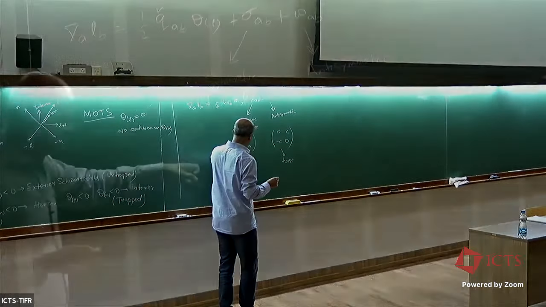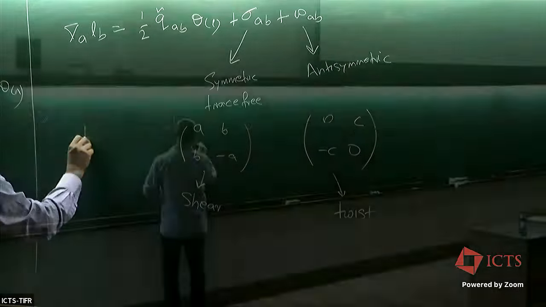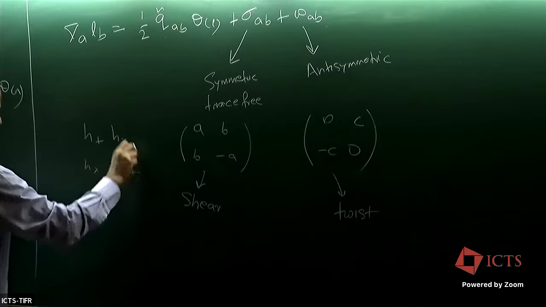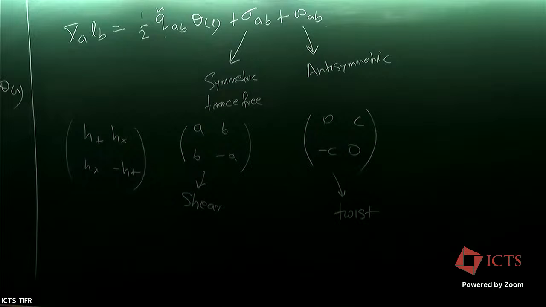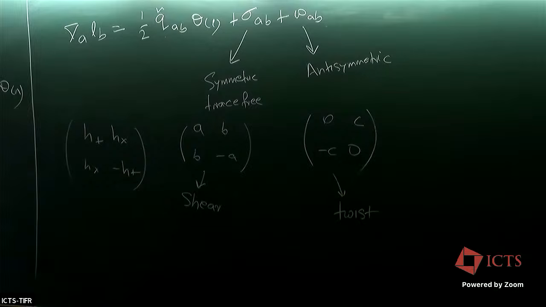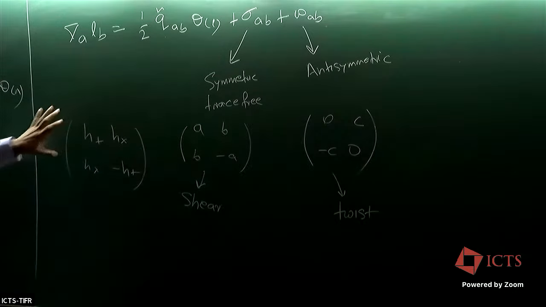So that is also a symmetric trace-free tensor. If you look at the form of a gravitational wave in the transverse traceless gauge, what you find there is a form of this kind: H plus, H cross, and minus H plus. Imagine a wave going along the Z direction, then this would be the X and the Y direction, and you get precisely a symmetric trace-free tensor. So in fact, you can see the connection now of the shear of the L to a gravitational wave.